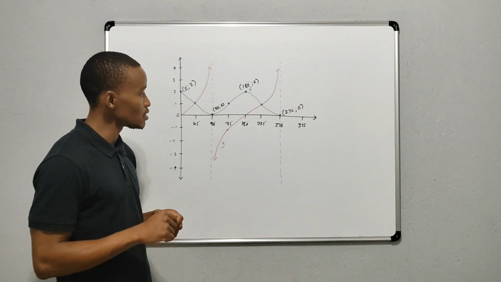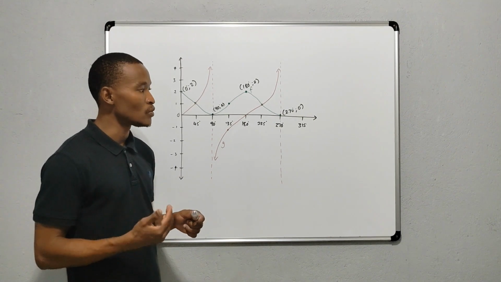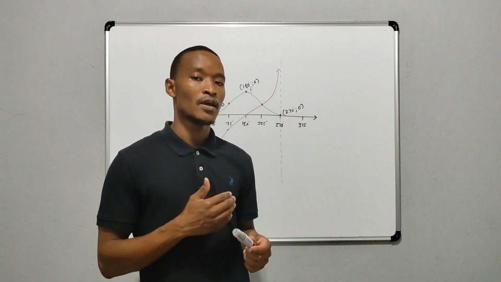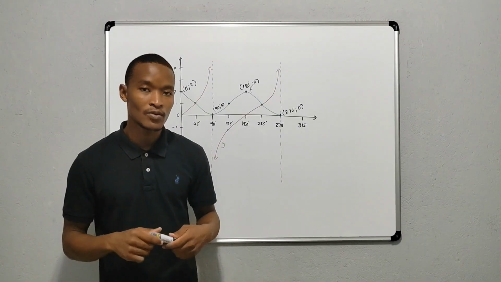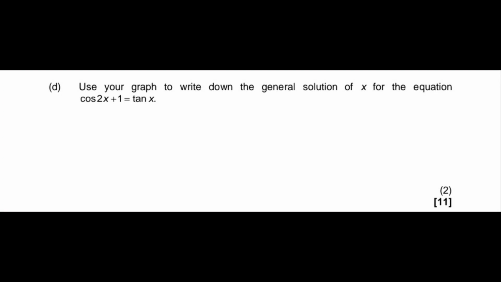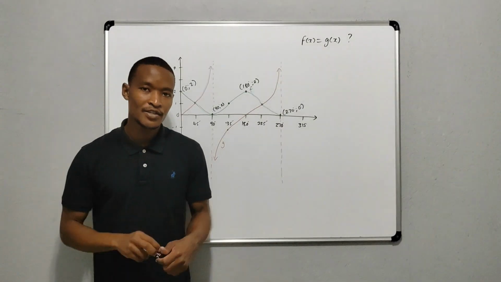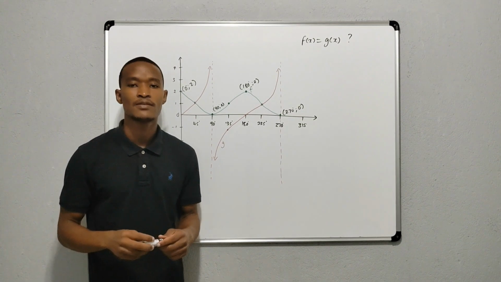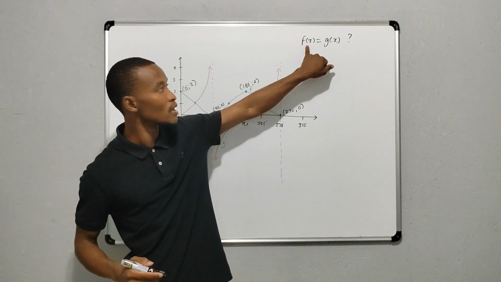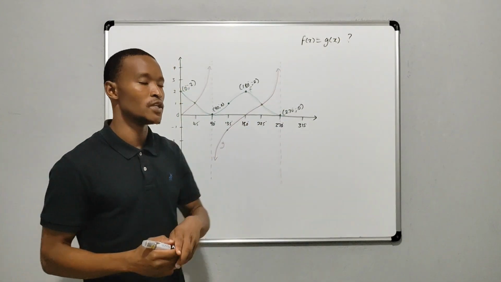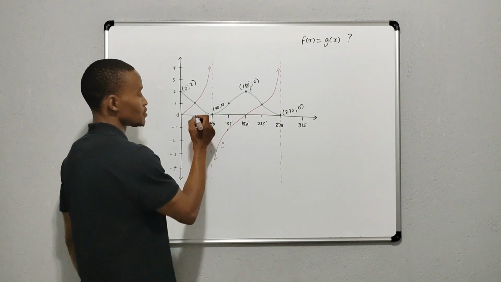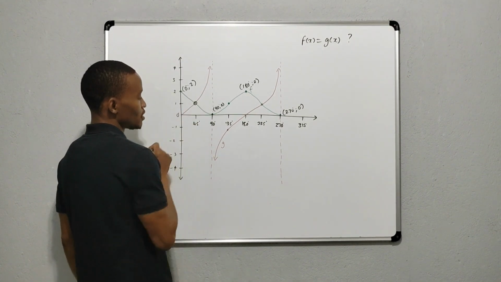This is straightforward, but then there will definitely be a follow-up question or follow-up questions about your sketch. And how does the question look? The question is asking us for a general solution where f of x equals g of x. Looking at the sketch, because we need to use the sketch to generate the solution.